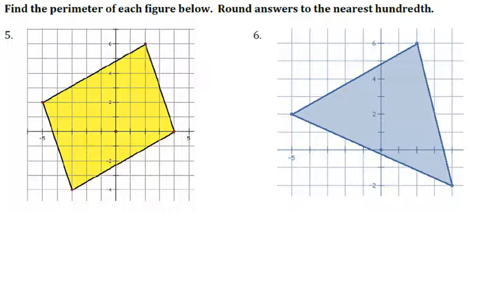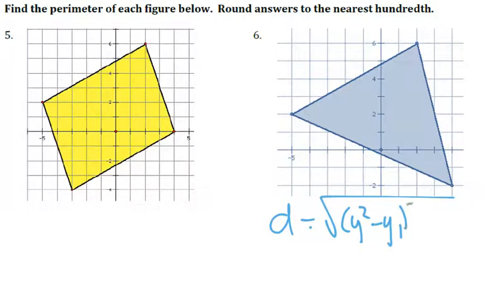Alright, now it says find the perimeter of each figure below, round answers to the nearest hundredth. So what we need to do is figure out what these lengths are and then add them together. Okay, so 2 ways you can do it. You can find their points and use that distance formula, y2 minus y1 squared plus x2 minus x1 squared.